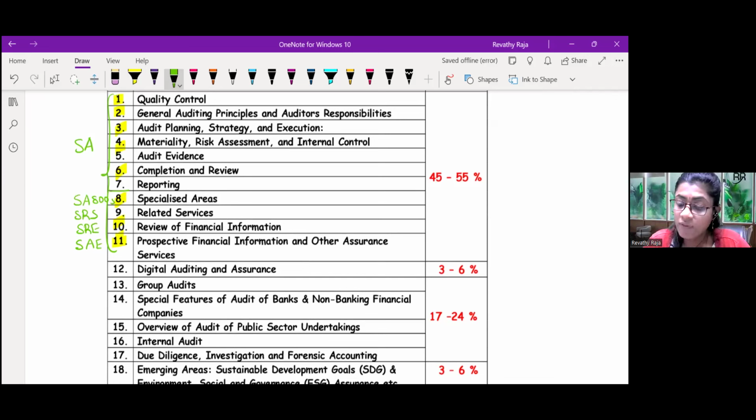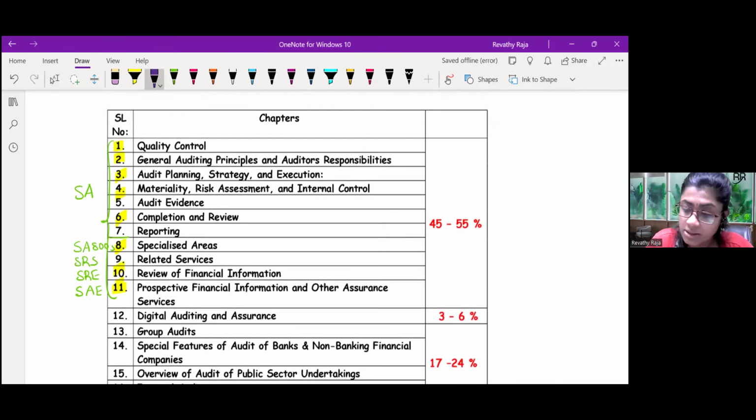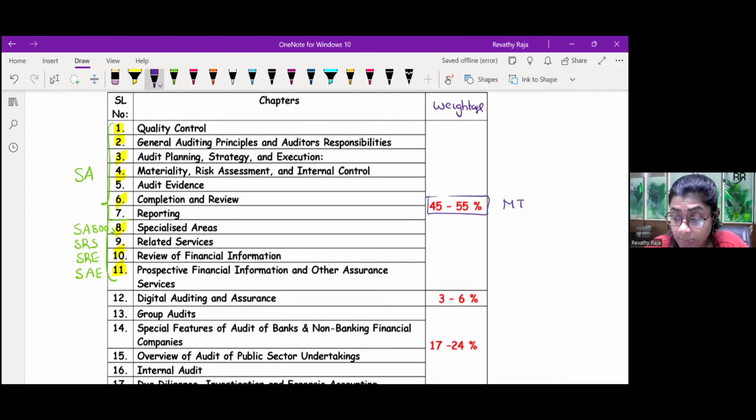Now, if you see the weightage, this is ICAI weightage. This weightage is approximately 45 to 55%. Now, if you see the MTPs, both MTP1 and MTP2 released for the May 24 examination, the weightage is somewhat 45 to 55% itself. So concentrate on this area first. Now, going to the next important area.